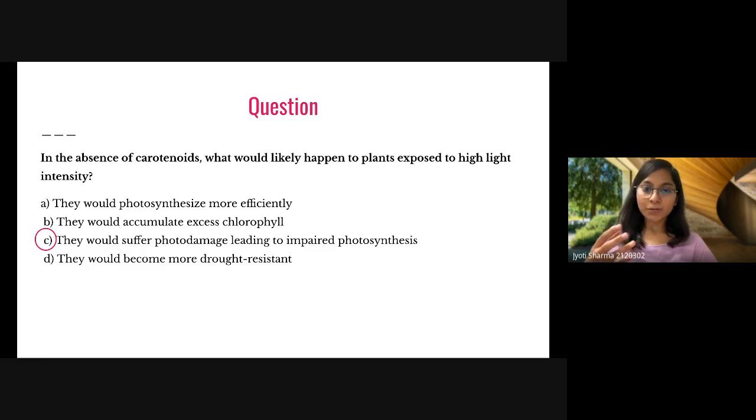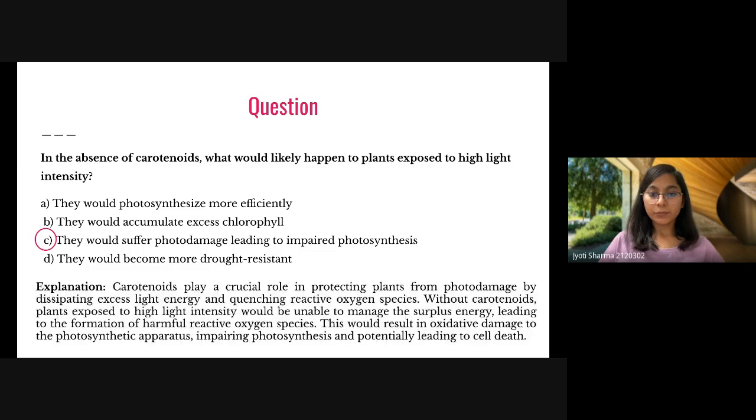And they have to protect themselves from this high light intensity, so they have a pigment, and that pigment is carotenoid. That pigment can prevent any damage that can be caused by the sunlight that has high light energy. And if the carotenoid is not present, then this will lead to impaired photosynthesis.